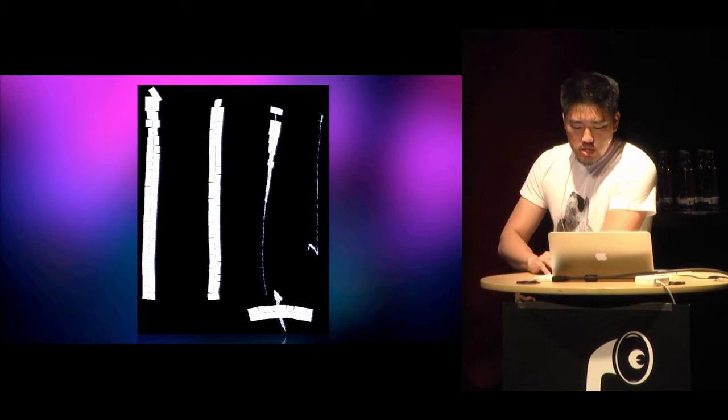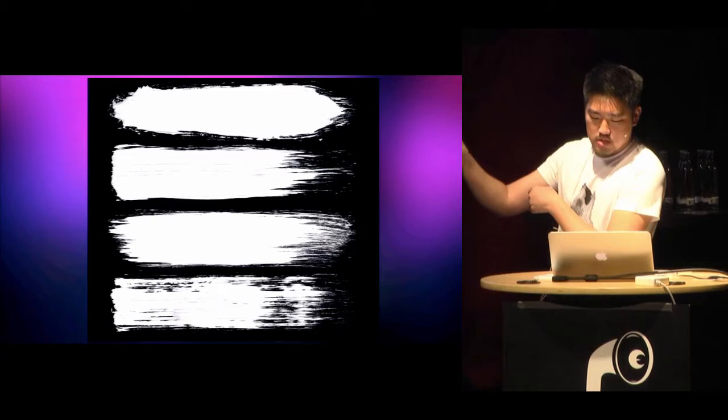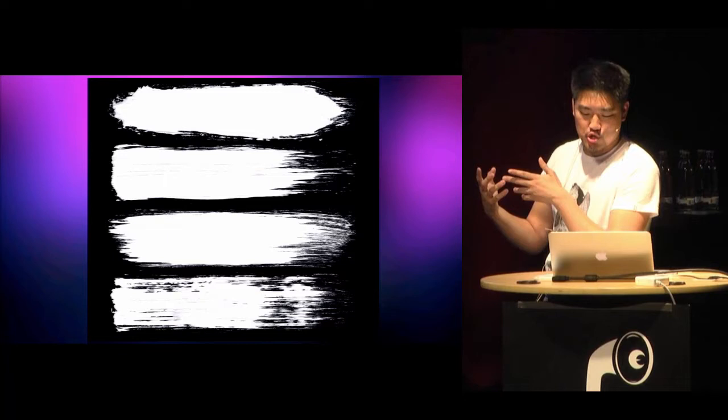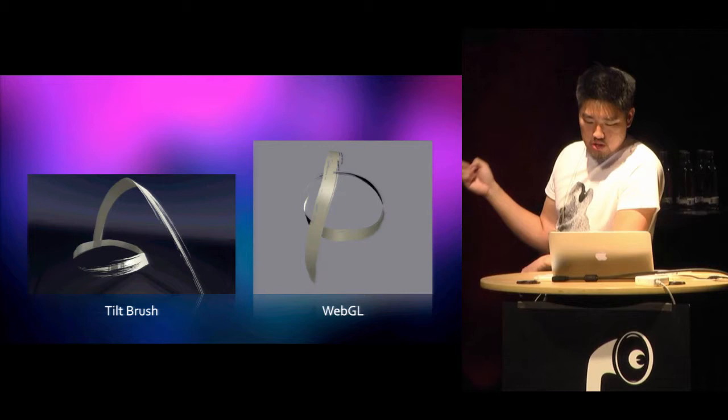Some of the meshes, or some of the brushes, have texture, like this oil paint material, that changes every time you create a stroke. This is a texture atlas that's used, so that every stroke randomly picks from this list of textures, and it's done by modifying the texture coordinates of the stroke geometry. On the left here is what the brush stroke looks like in Tilt Brush, and on the right is the same brush stroke in WebGL.